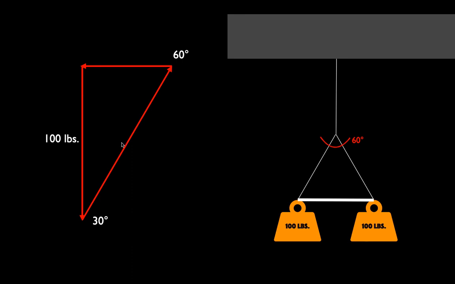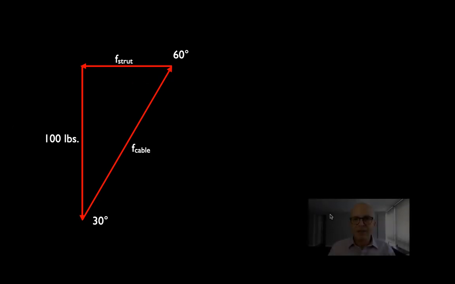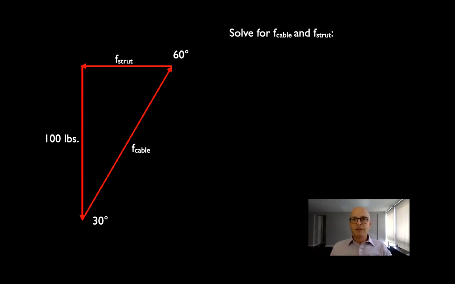We can actually use some simple trig to figure out what both of these two arrows are. We have the force in the cable, which we'll call F cable. We have the force in the strut, we'll call that F strut. And now we'll do some simple trigonometric equations to figure out, based on the angles there and the magnitude of the force there, what the remaining legs of the triangle are. Right, so we're solving for F cable and F strut. Again, remember our high school trigonometry, sine, cosine, tangent.